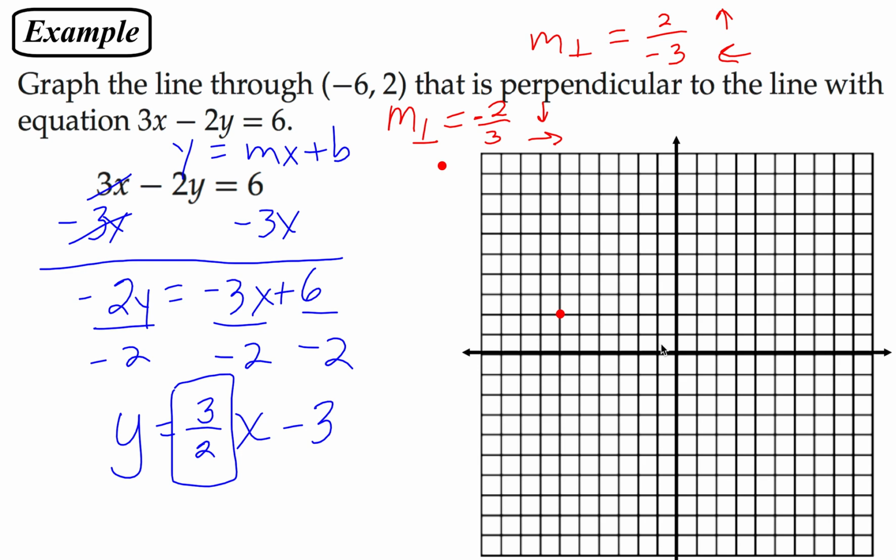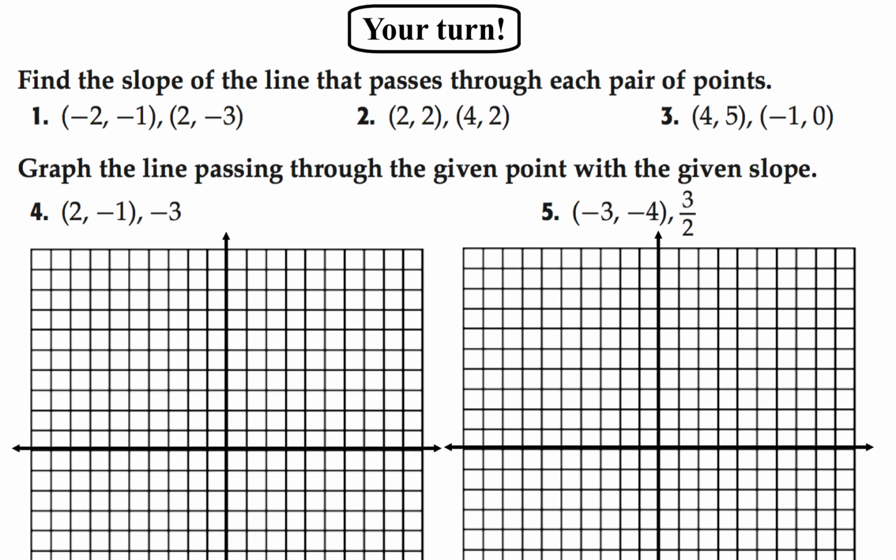So I've graphed our point right here, negative 6, 2. Then I'll just go down 2 and then right 3. 1, 2, 3. There's a spot right there. Or I could go up 2, like I told you before, and left 3. 1, 2, 3. So our line would look something like that, and I'll go ahead and draw that in there for you. So our line would look like something like that, right? And there you have it.